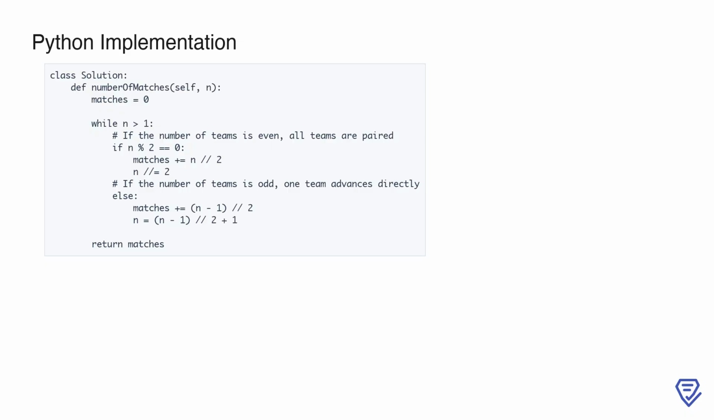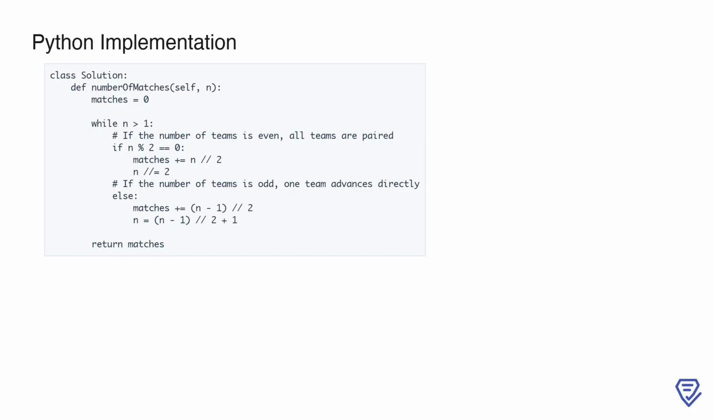4. Odd number of teams. If n is odd, 1 team advances directly to the next round without playing. The number of matches in this case is (n - 1)//2, as the remaining teams, after excluding the advancing team, can be paired. We add this count to matches and update n to (n - 1)//2 + 1, representing the number of teams remaining after the current round. 5. Return the result. Once the loop exits, when only 1 team remains, the total number of matches is stored in matches, which we return as the final result.